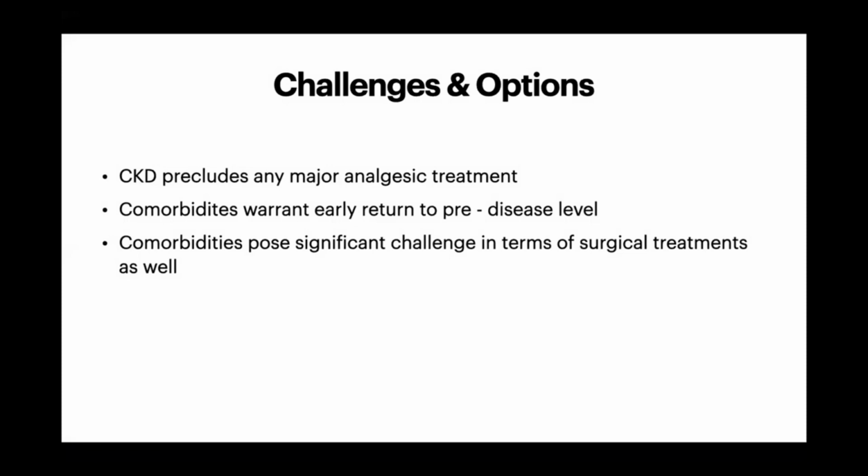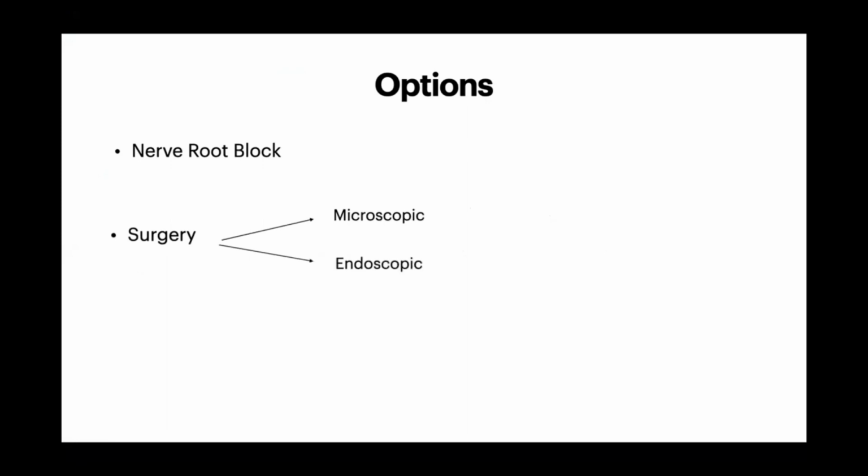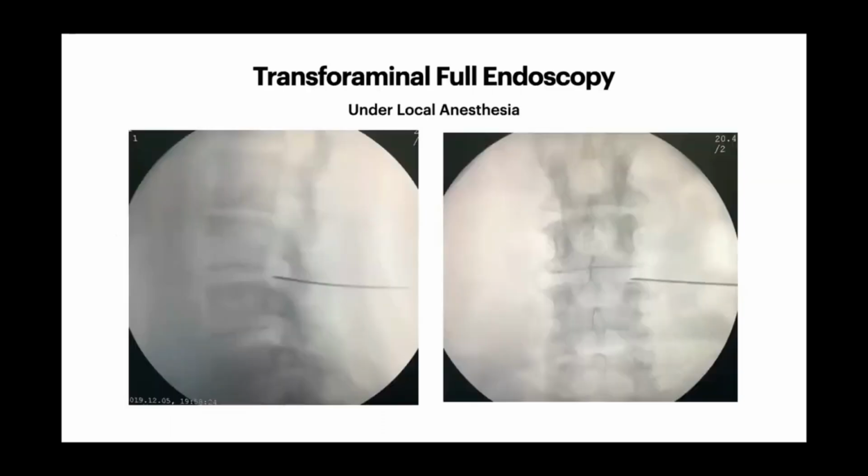we chose the transforaminal approach, and I'll just show you. But we agree that no one has chosen nerve root block, and it's only a surgery, which is again dependent on whether you're going to do a microscopic or endoscopic, and the panel agrees that it is an endoscopically treated surgery. Anesthesia we already discussed. So we chose the transforaminal approach under local anesthesia.